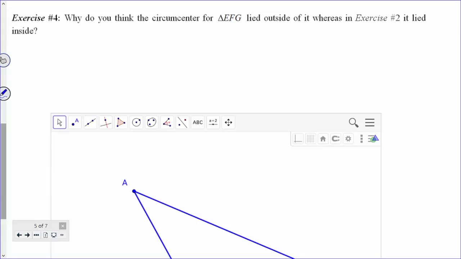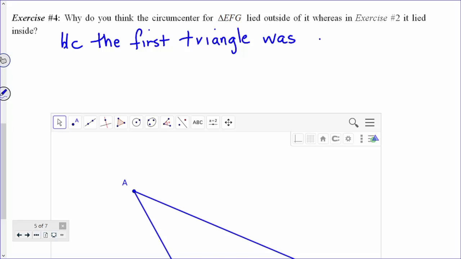But it's because the first triangle was acute and the second obtuse.